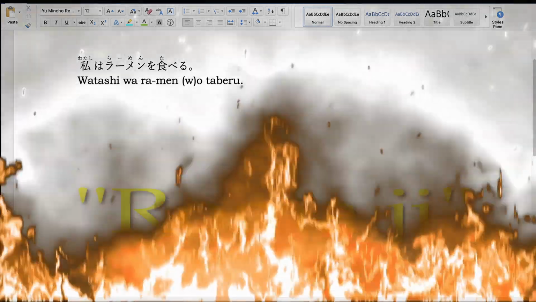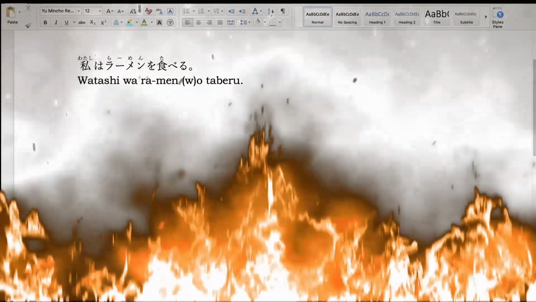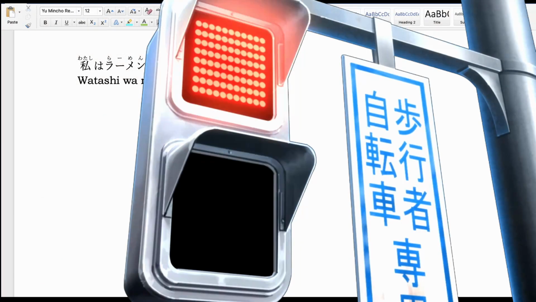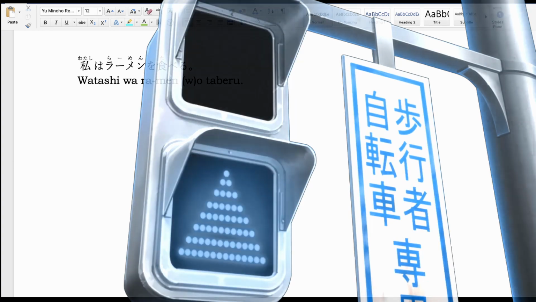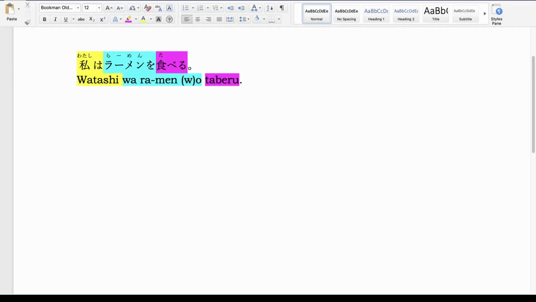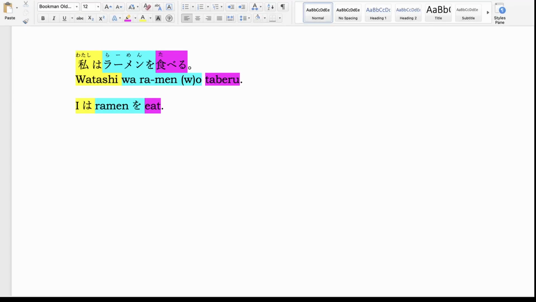Please note that as we go through these videos and your Japanese gets better and better, I'm going to start getting rid of the romaji. But for now, I'm going to provide the Japanese in as many different ways as possible to make sure that all learners get the most for the money when they watch my videos. Here, I've broken the sentence apart and colored everything so you can see how everything works. And here is the Japlish version.